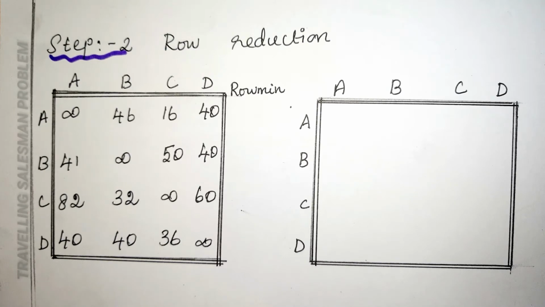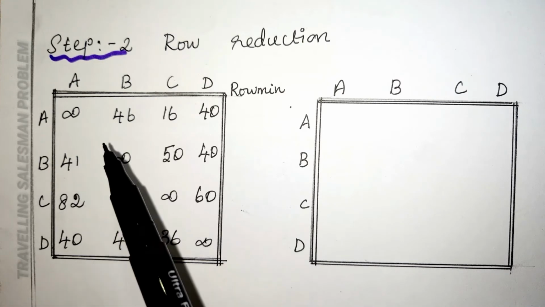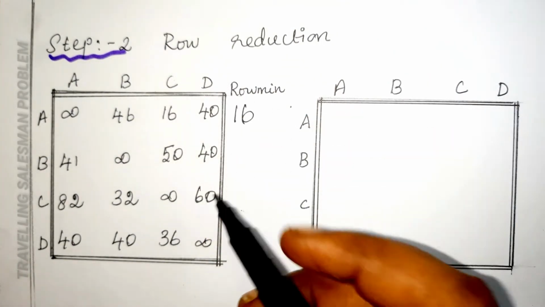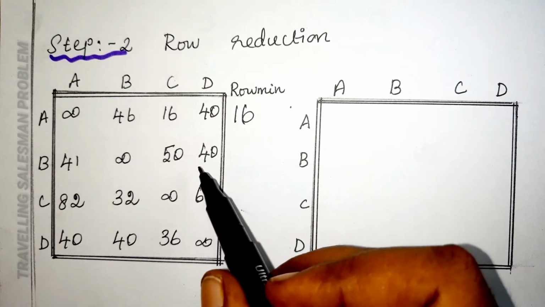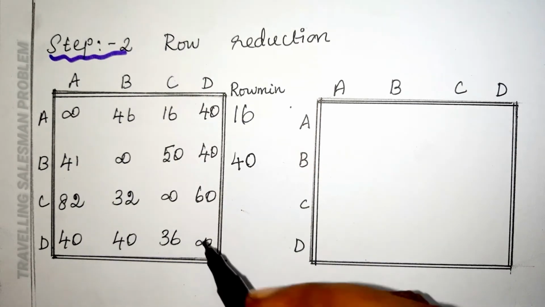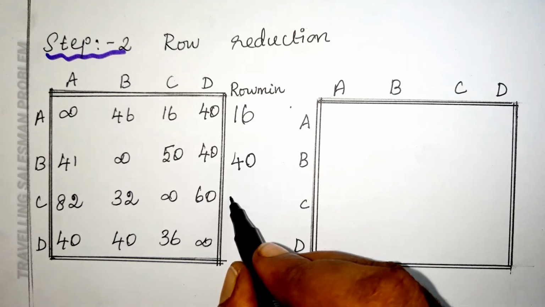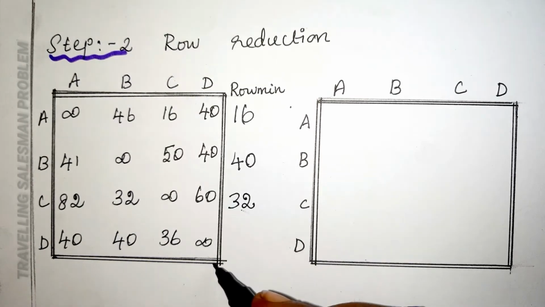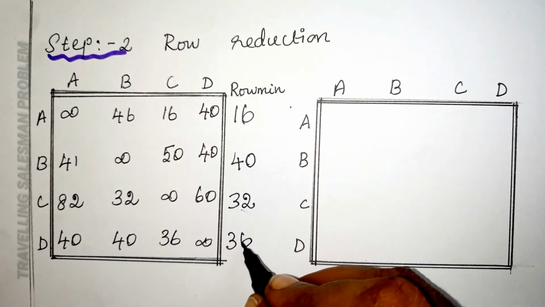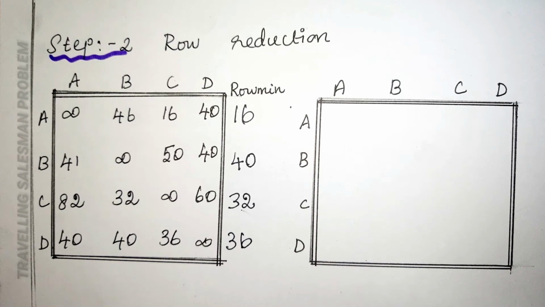Step 2. Row reduction. Select the least element from each row and subtract it from all the elements in that row. In the first row, the minimum element is 16. Second row, the minimum element is 40. Third row, the minimum element is 32. Fourth row, the minimum element is 36. With the minimum elements, you subtract the other elements.